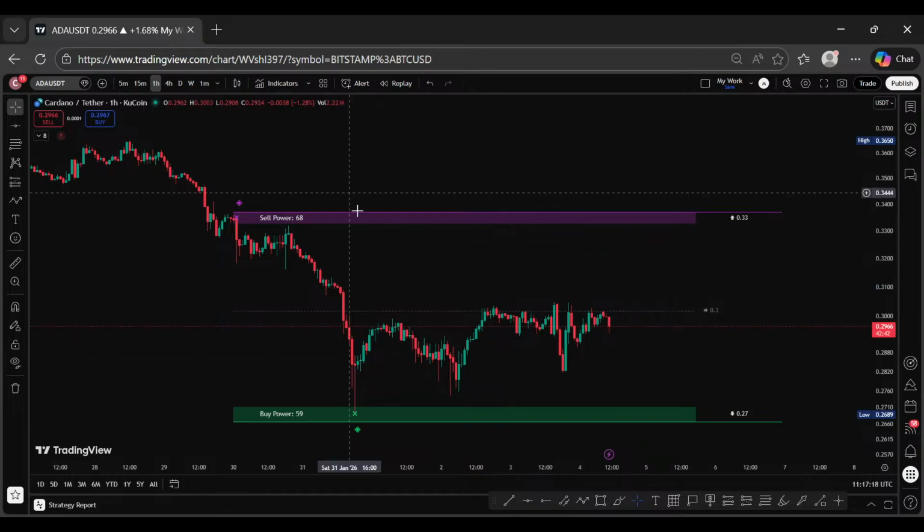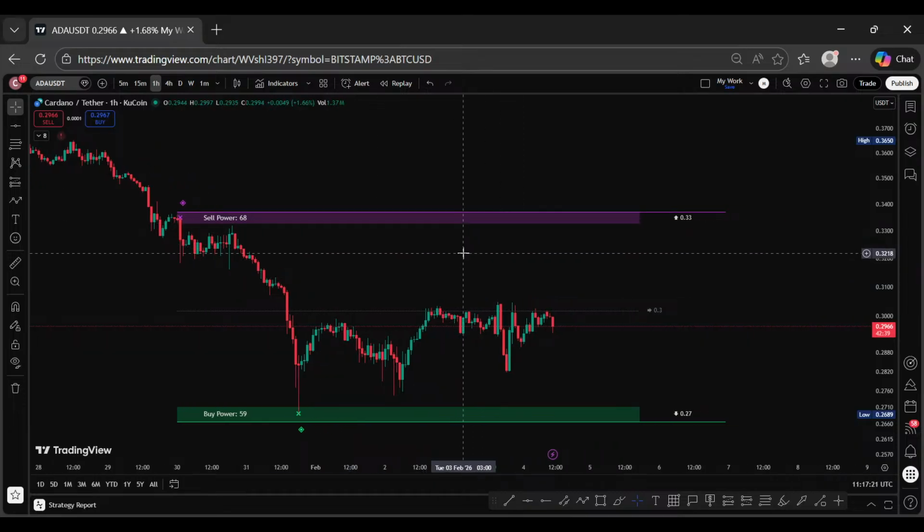Okay, so right now on the 1-hour chart time frame, as you can see, the Cardano Tether market is consolidating at the price of 0.2966, and there's a beautiful trend line which you can see on my 1-hour chart. So let's go and make some profits from it.